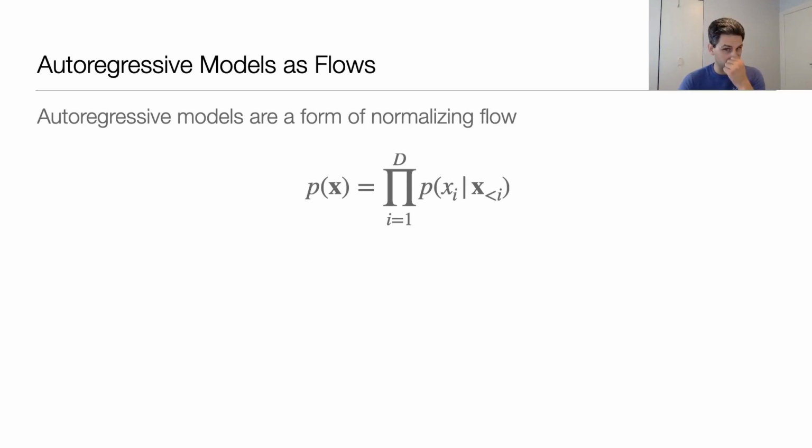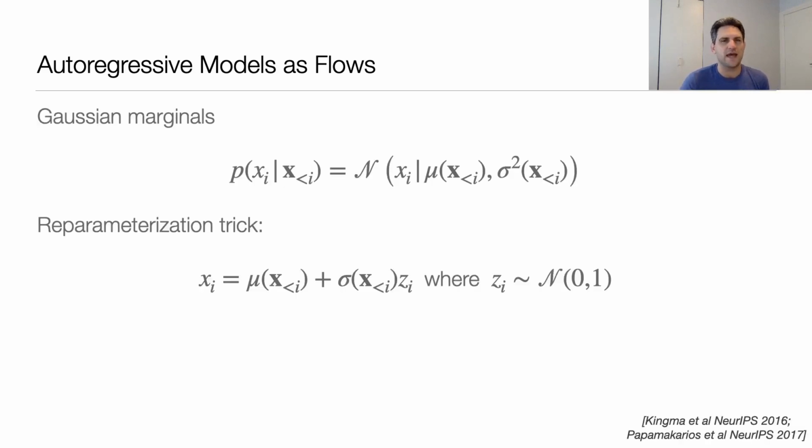And how are we going to do that? Well, we're going to do that by using two things. First off, we're going to assume that we have Gaussian marginals for our autoregressive model. Okay, what does that mean? That means the probability of xi given all the previous xi's is going to be Gaussian, and the mean and variance are going to be some arbitrarily complex nonlinear functions of the previous xi's.